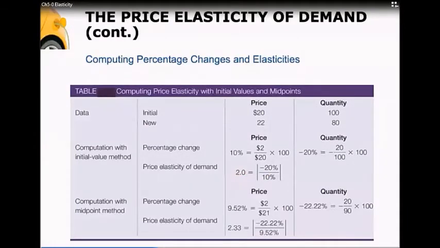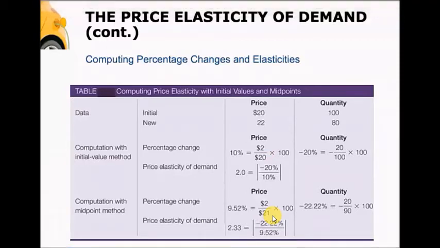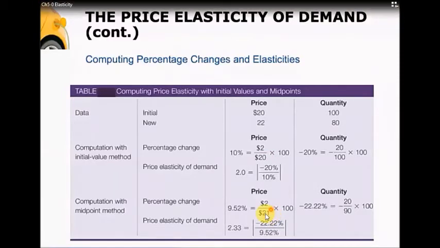Another alternative way of calculating percentage changes is using the midpoint method. The midpoint method substitutes the average or the midpoint of the two prices for the initial price. So in the initial value method, the way we computed it before, we had the initial price level and the initial quantity. If we use the midpoint, we put in the midpoint price and the midpoint quantity. We get a slightly different measure for elasticity.